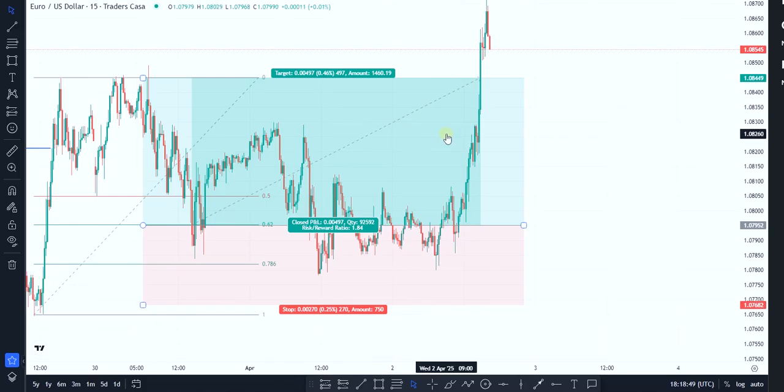So I hope you guys understand this Fibonacci retracement level. This is exactly how it works, guys.